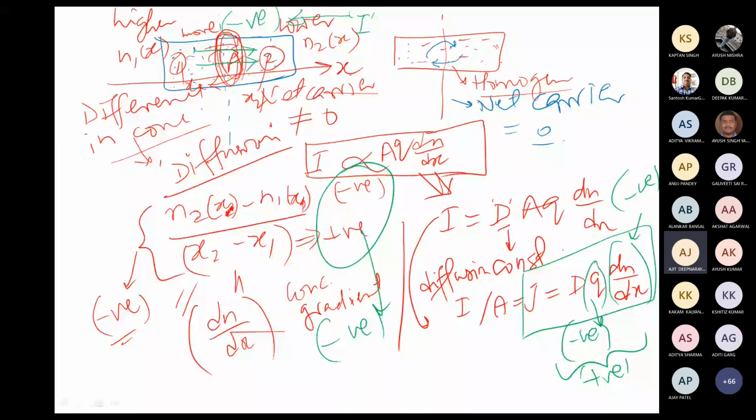Whereas if we have positive charge, I think something is missing. Anyway, we will take those things later. If we take positive charge here, then q is positive, so we have to put a negative sign in front of this, I think, to take care of the positive charges.